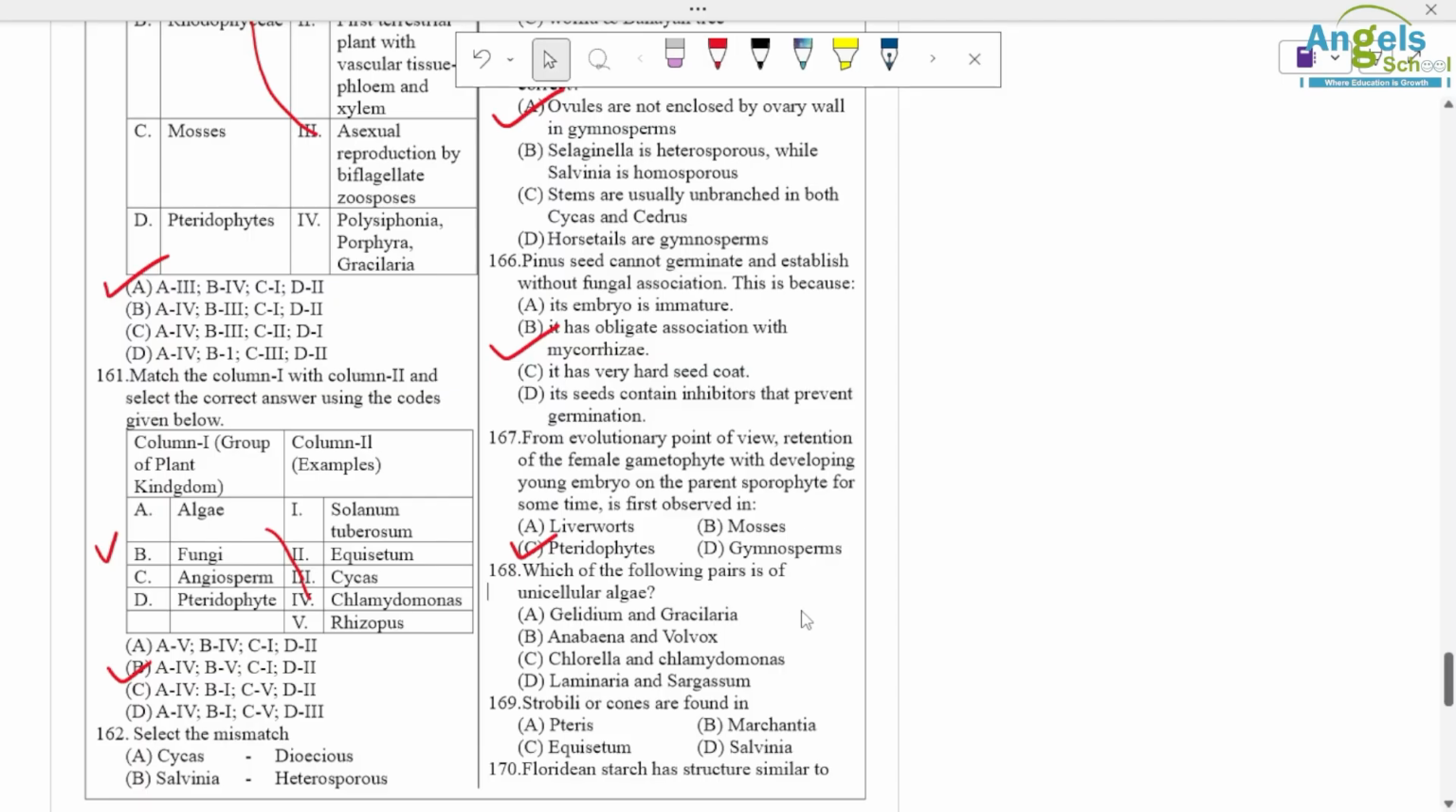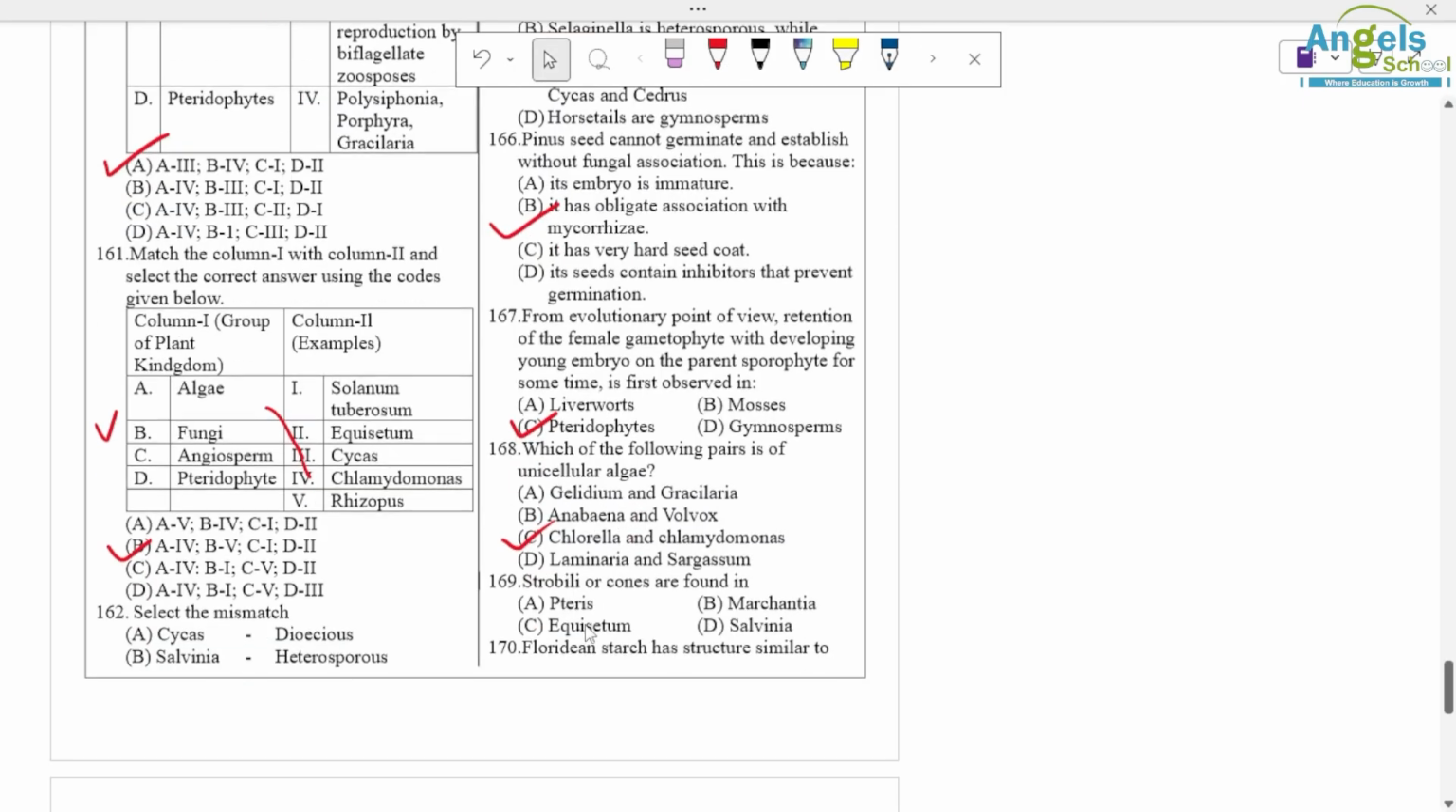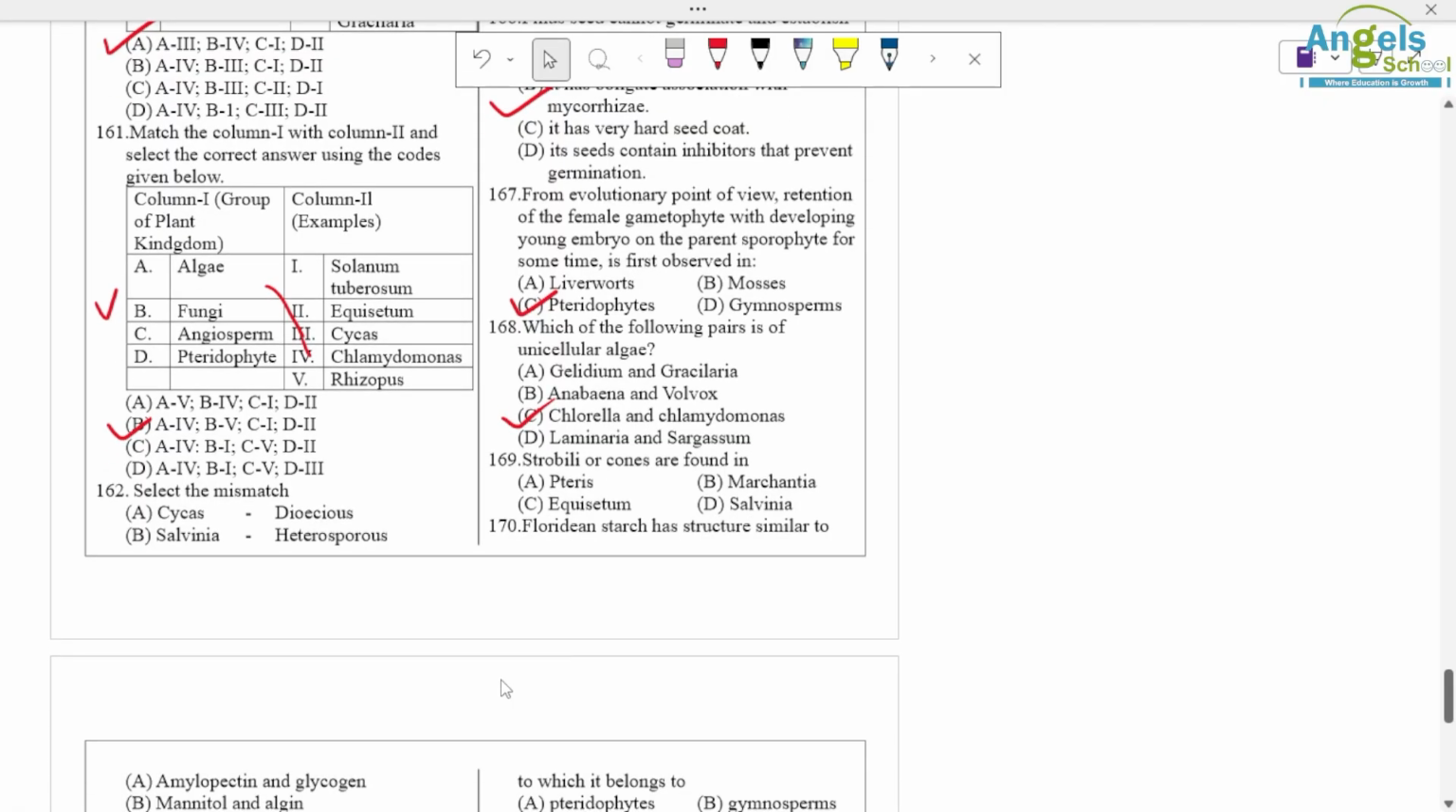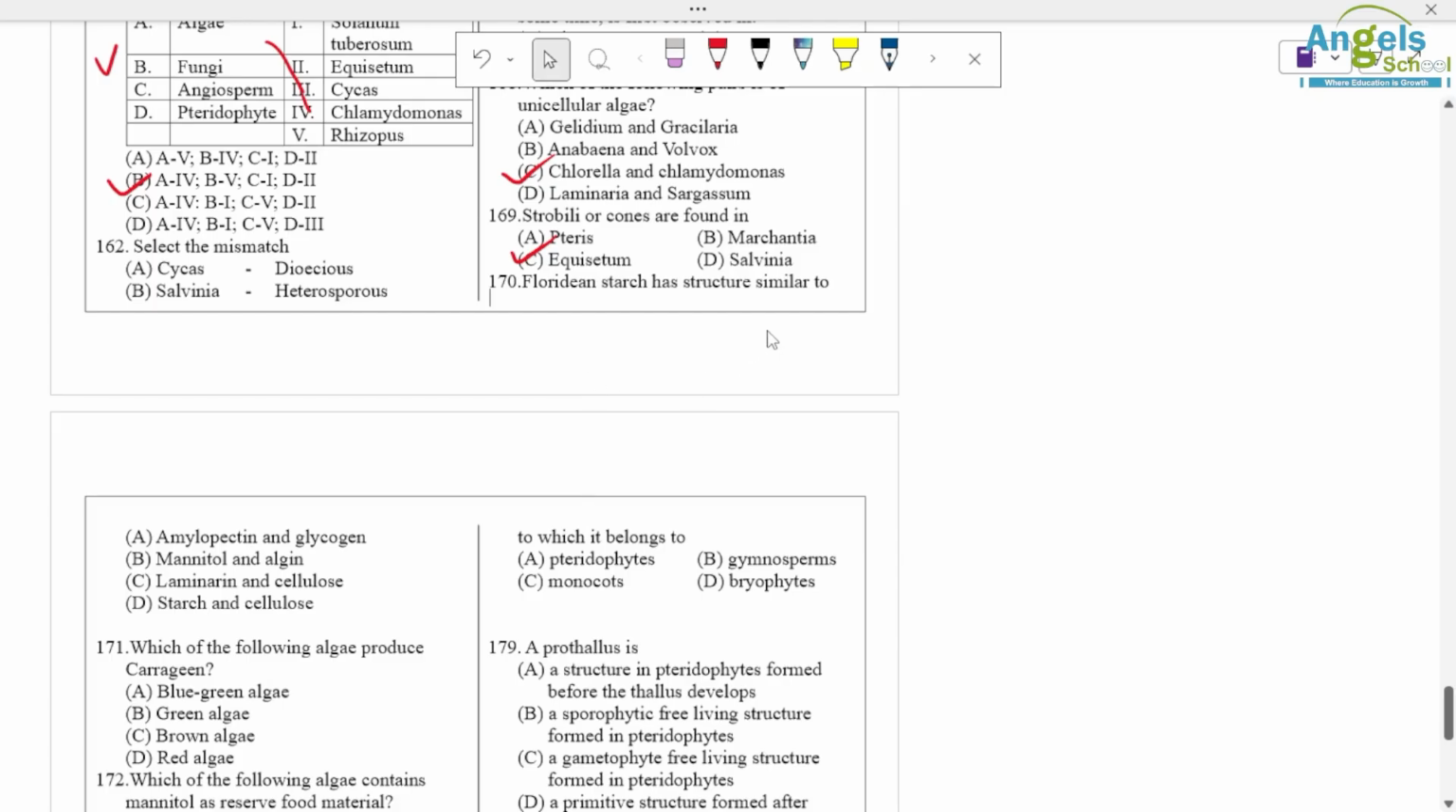Which of the following is a pair of unicellular algae? So Chlorella and Chlamydomonas both are unicellular. Then strobili or cones are found, so it is a feature of Equisetum, first found in Equisetum. Floridean starch has a structure similar to amylopectin and glycogen. Which of the following algae produces carrageenan? So it is red algae, RRR, triple R.